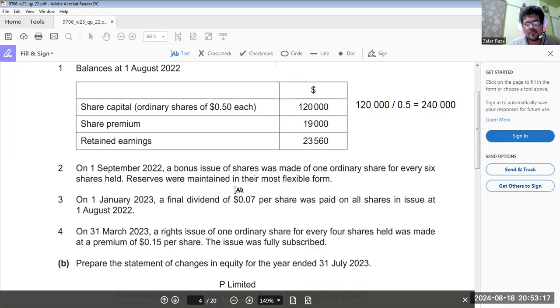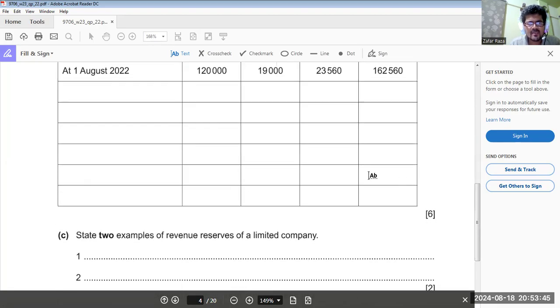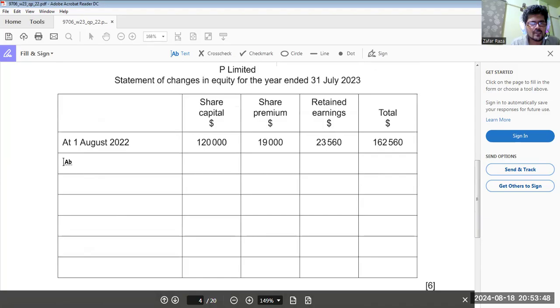On 1st September, a bonus issue of shares was made of 1 ordinary share for every 6. So what we have to do: 240,000 shares divided by 6. It means we are issuing 40,000 shares multiplied by 0.5. We have issued 40,000 bonus shares at the rate of 0.5 to our existing shareholders. So here we are going to write bonus shares.